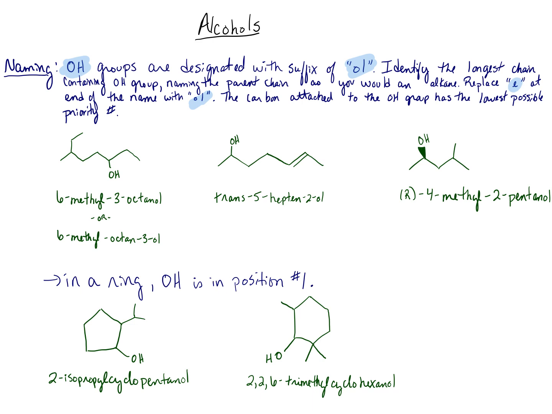So this first one here, I have to find the longest chain. I should have said this earlier, with the OH in it. So we want to go up like that, right? So that's where I'm getting the octanol from. 1, 2, 3, 4, 5, 6, 7, 8 carbons in that chain. And when we're looking for where to put that OH, since it gets OL on the end, because that would be octane, we take off the E and put OL, so octanol. Since that's the end of the word, we need to put this as a number 3 substituent, so that gets the lowest number it can.